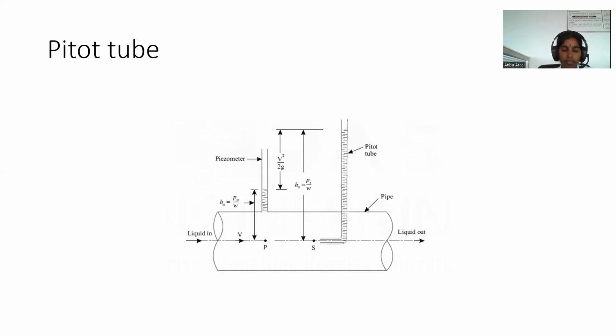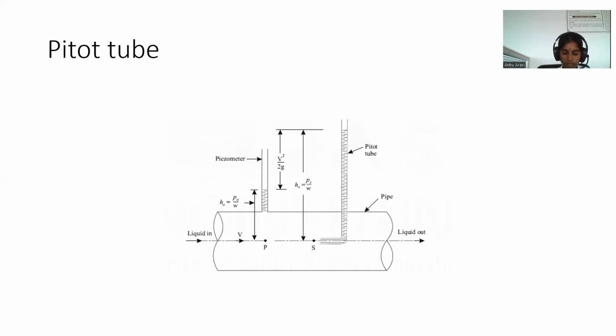The lower end, which is bent through 90 degrees, is directed in the upstream direction. The liquid rises up in the tube due to the conversion of kinetic energy into pressure energy. The velocity is determined by measuring the rise of liquid in the tube. Consider 2 points at the same level in such a way that point 2 is just at the inlet of the Pitot tube and the other is point 1.